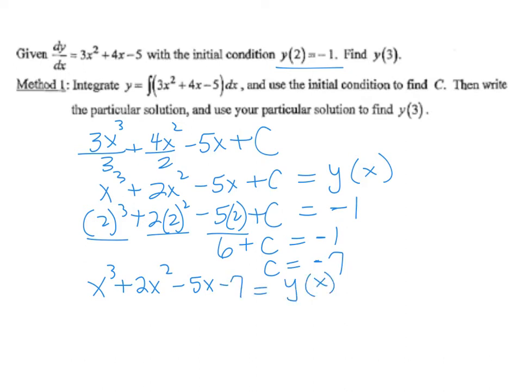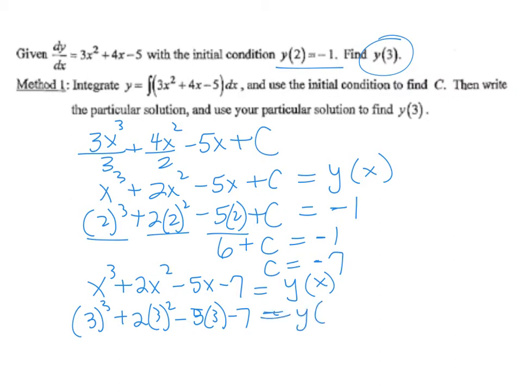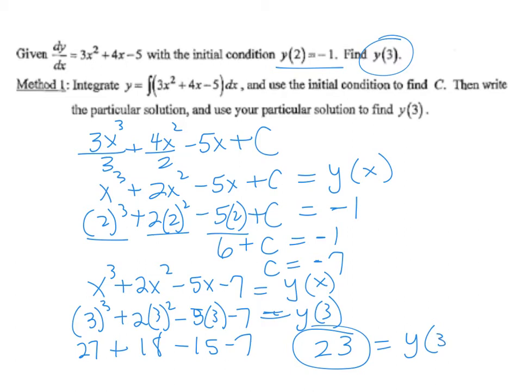And now they want us to find y of 3. So I do 3 to the third plus 2 times 3 squared minus 5 times 3 minus 7 equals y of 3. So this is 27 plus 18 minus 15 minus 7. So I've got 45, minus 22, so that is 23. All right, so that is equal to y of 3.